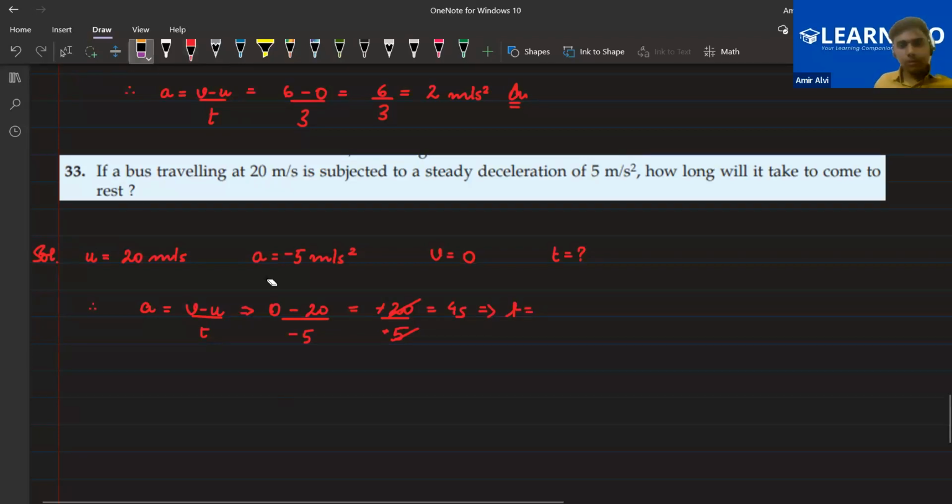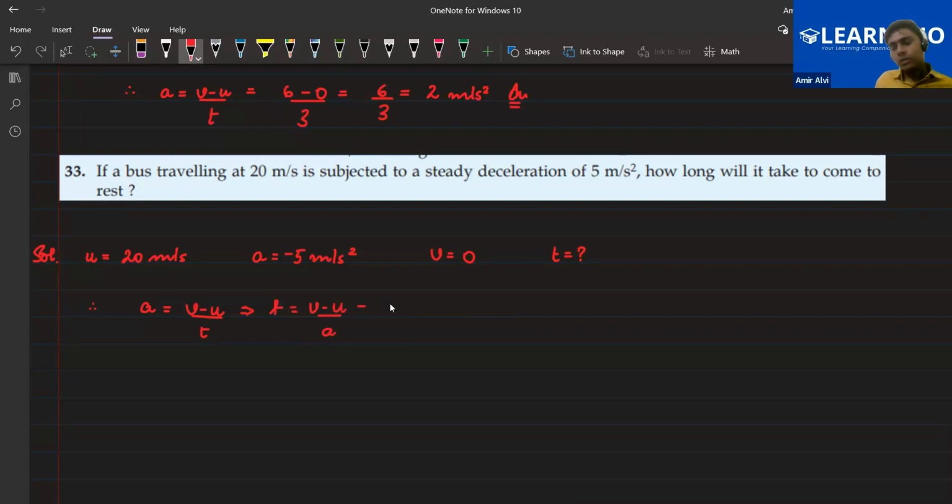Just a second. इसको थोड़ा सा मैं I just forgot to modify the equation. Just a moment. I need time, so t equals v minus u by a. Now it's 0 minus 20 divided by minus 5, which is minus 20 by minus 5. This will cancel and give 4. So it is coming out to be 4 seconds.